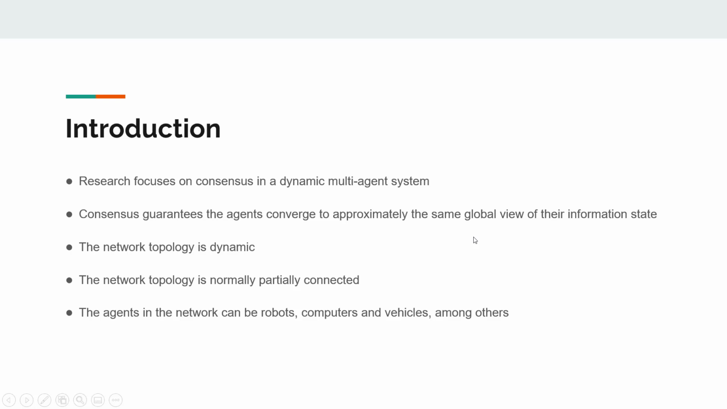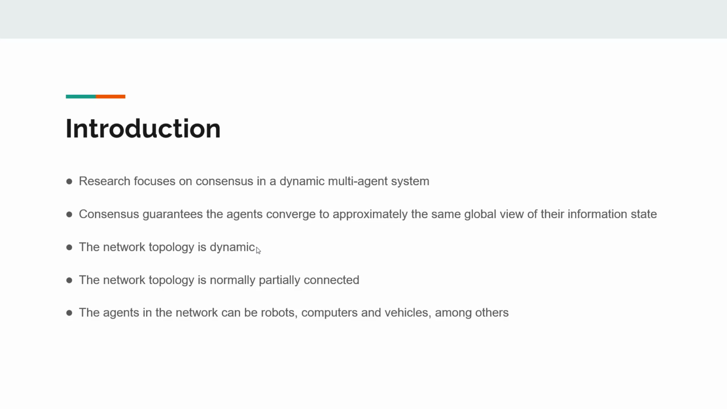To introduce our topic, the main research focus of this work is achieving consensus in a multi-agent system. Here, the system is dynamic. The state of agents changes dynamically over time. Consensus in a dynamic multi-agent environment is aimed at guaranteeing that the agents converge to approximately the same global view of their information state. In such a system, the network topology is dynamic.